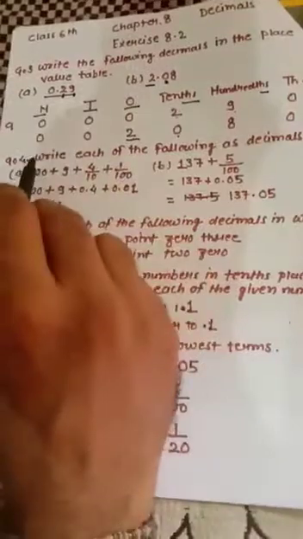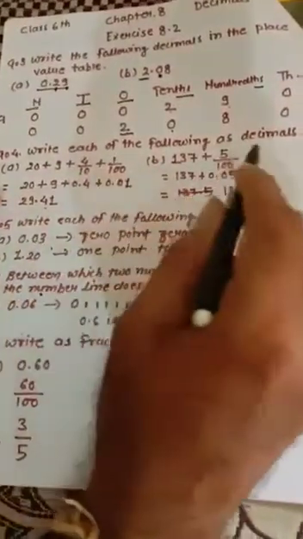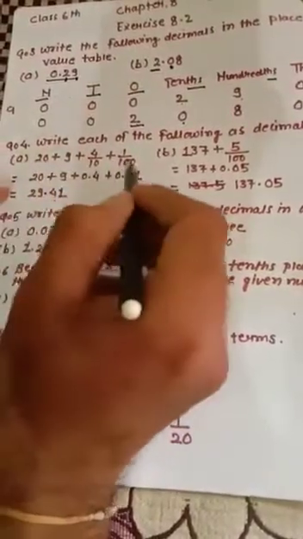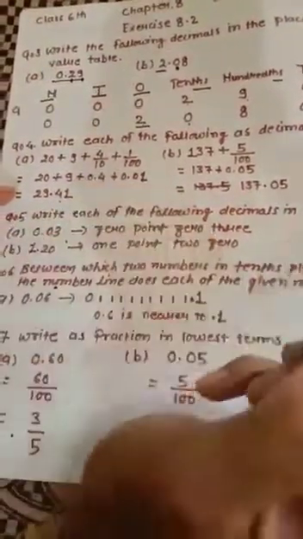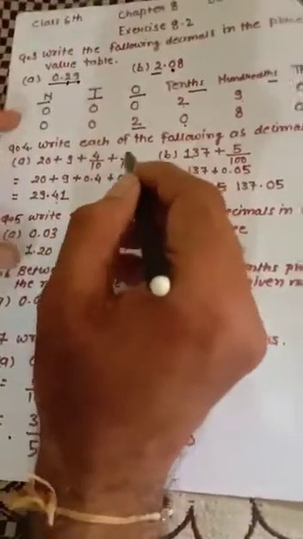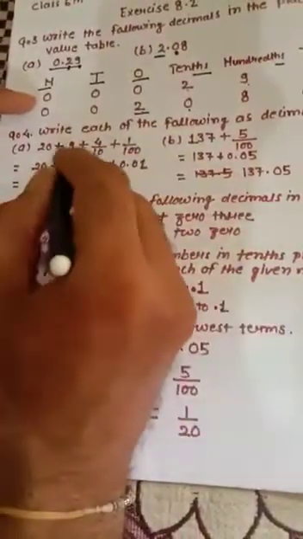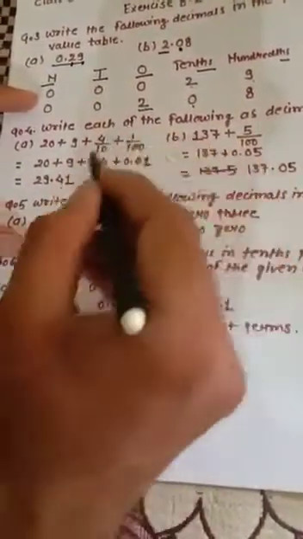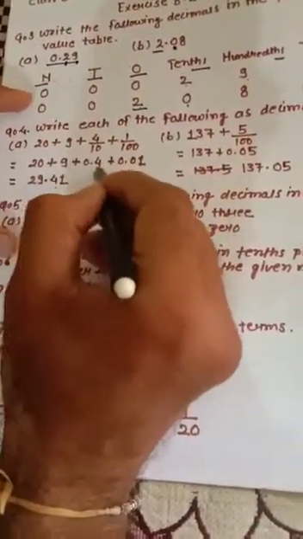Now come to the next question. It says that write each of the following as a decimal. That means here a few numbers are given, we have to convert these numbers into decimal. So 20 plus 9 plus 4 by 10 plus 1 by 100. So 20 plus 9, it will be 29. But what is 4 by 10? 4 by 10, as we all know, it will be 0.4.